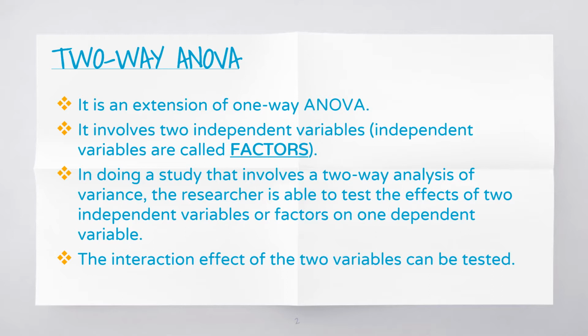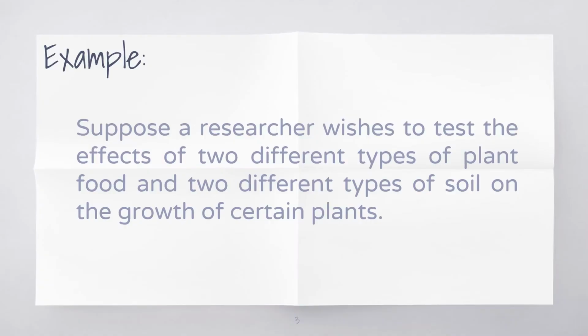Let's have an example so we can further understand two-way ANOVA. Suppose a researcher wishes to test the effects of two different types of plant food and two different types of soil on the growth of certain plants. First, we're going to identify the two independent variables.